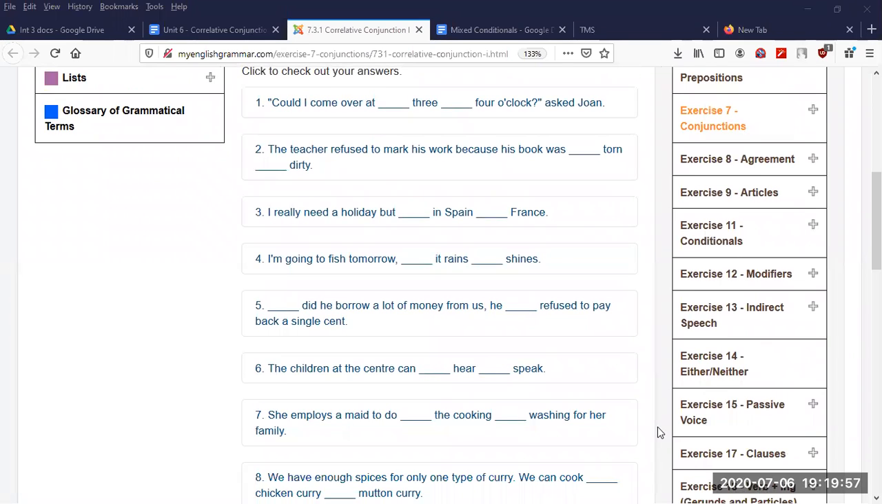Okay, sorry, I'm going quite quickly because I need to get this kind of explained. All the grammar sheets are in the shared folder. So you'll find them all there.